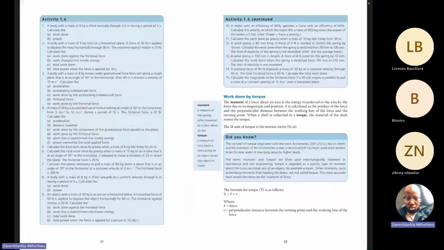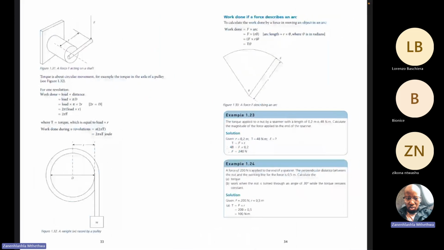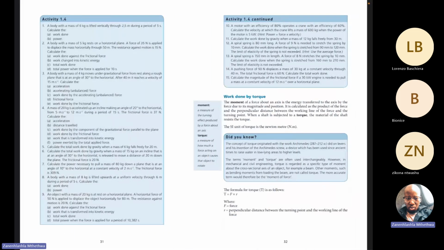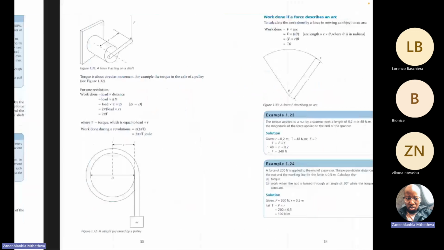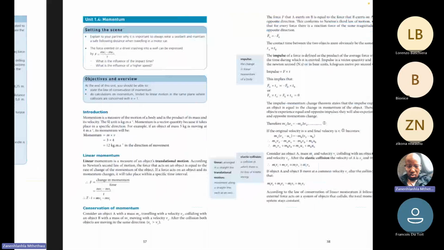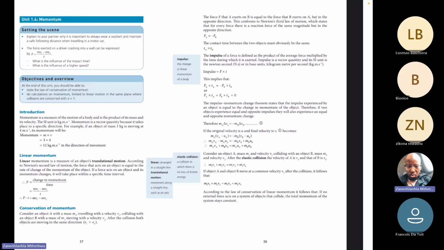Work done, energy and power. We covered all of that. I don't know if you remember, but I said as far as work done by torque, we are going to cover it near the end of the trimester. So we didn't cover this. This we will do later. And then momentum, I said there won't be any calculations on momentum in the test. It's just the theory. So you're just going to go through the theory on momentum.